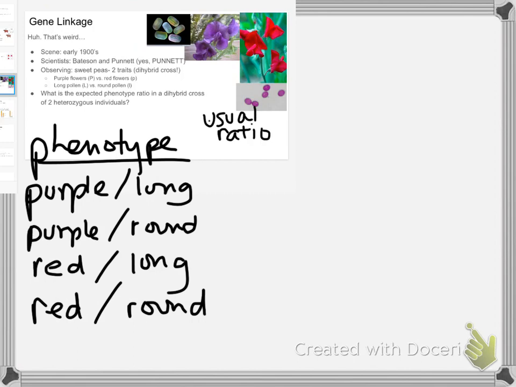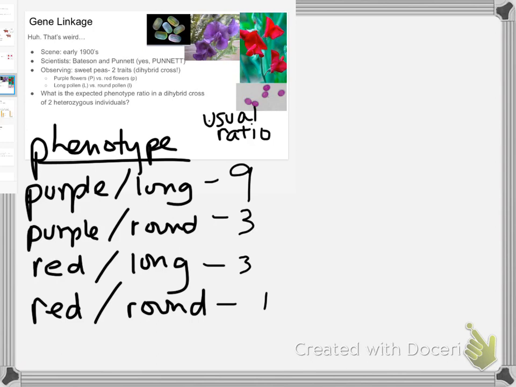So what is that usual phenotype ratio in a dihybrid cross? 9, remember this? 9 to 3 to 3 to 1. So they expected that if they got just 16 individuals, they would have 9 and 3 and 3 and 1. Well, you don't breed 16 individuals when you're doing genetic research. You breed 100 or 1,000 or 10,000. You cross these individuals until you get really big numbers.